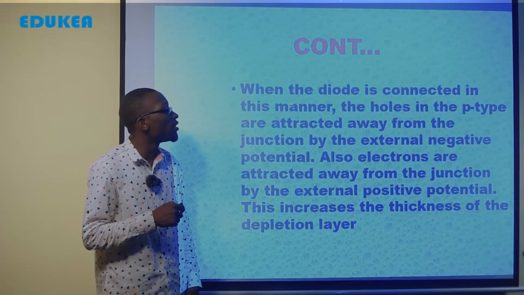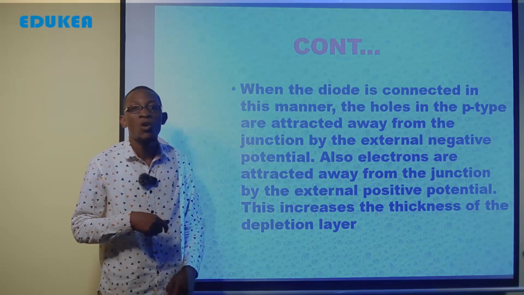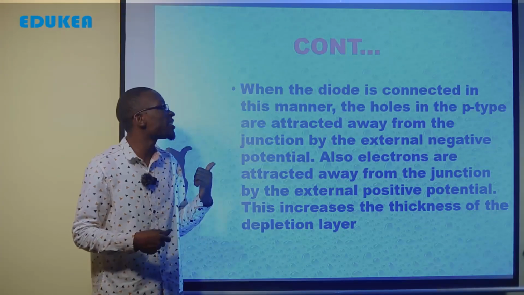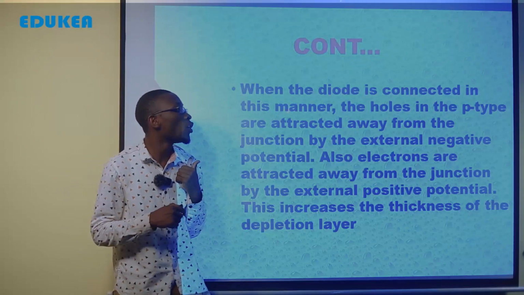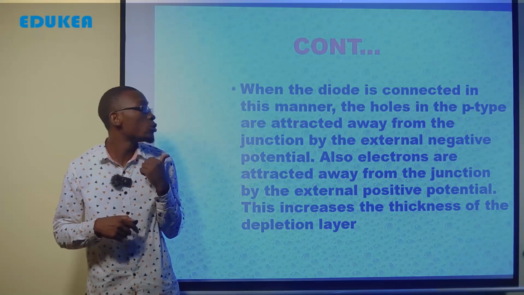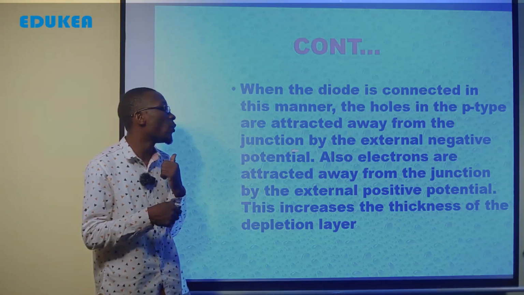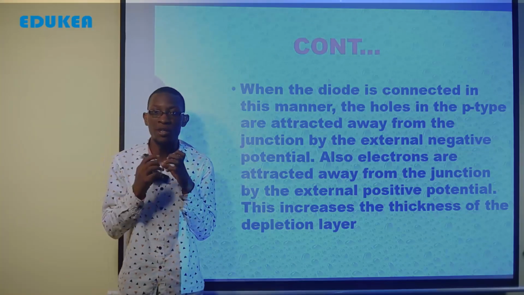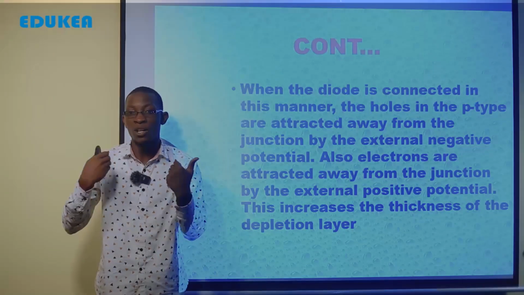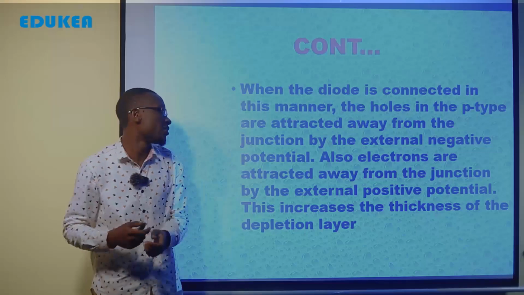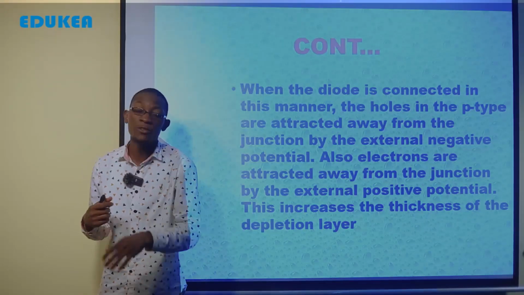Kwamba kama tutakapokuwa tumeiconnect ile PN junction katika mpangilio mzuri kama ulivyoonyeshwa pale kwenye ule mchoro, ni kwamba the holes in the P types are attracted away from the junction. Kwamba holes ambazo ziko kwenye P type zinakuwa attracted away from the junctions by external negative potential, kutokana na zile external negative nini? Potential. Lakini pia electrons are attracted away from the junctions by the external positive potential.